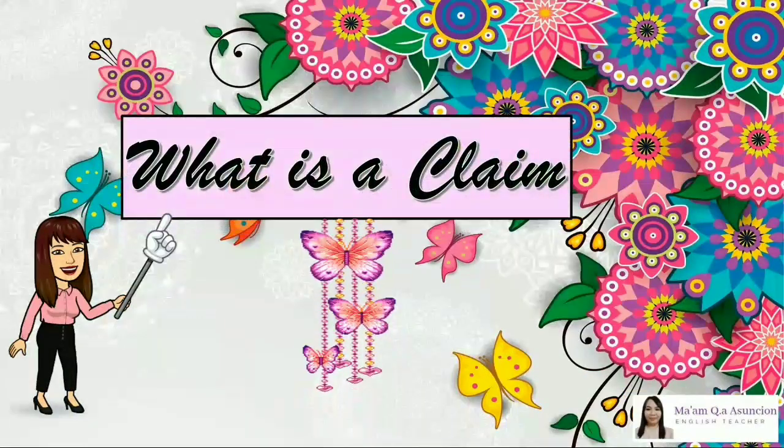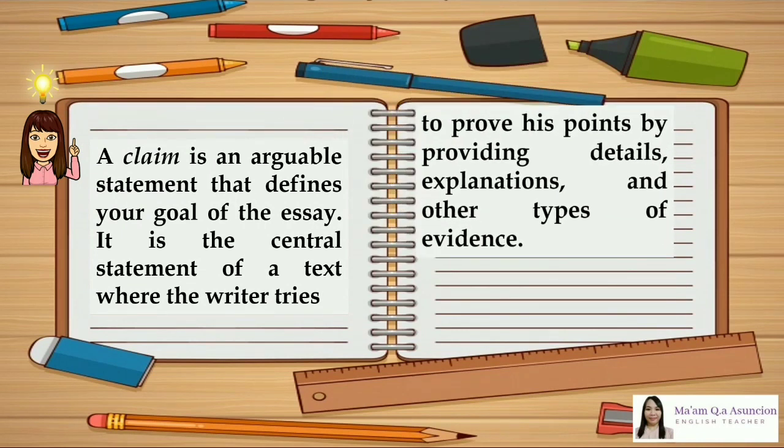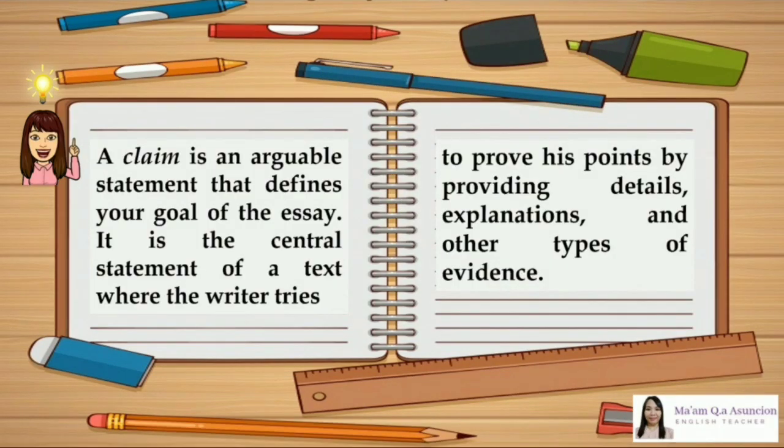What is a claim? A claim is an arguable statement that defines your goal of the essay. It is the central statement of a text where the writer tries to prove his points by providing details, explanations, and other types of evidence.